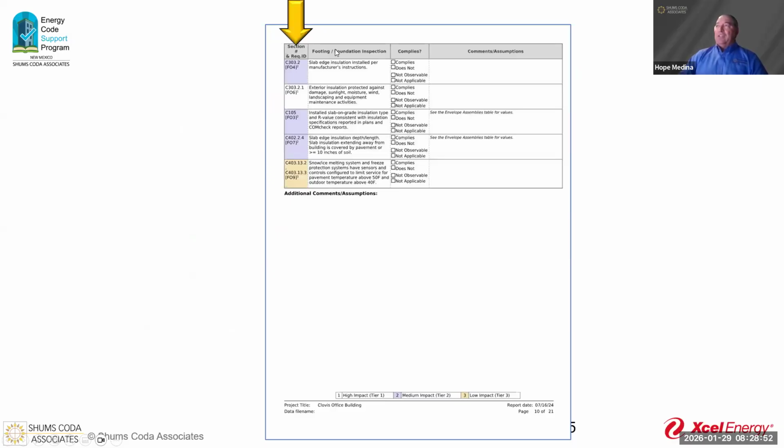You can see here again, the section, what we're talking about. And we can write our comments in here for the next inspector or for ourselves to remind ourselves what's happening on here.